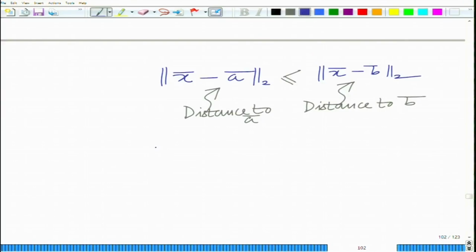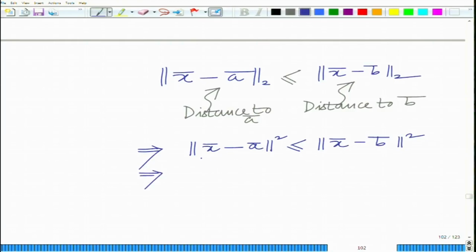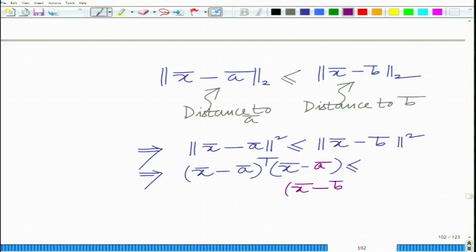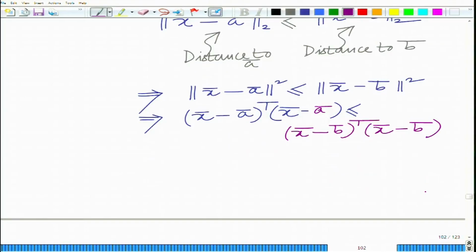This implies that norm x bar minus a bar, whole square, is less than or equal to norm x bar minus b bar, whole square. Now, remember, the norm square of a vector is the vector transpose times itself. This implies that x bar minus a bar transpose times x bar minus a bar is less than or equal to x bar minus b bar transpose times x bar minus b bar.